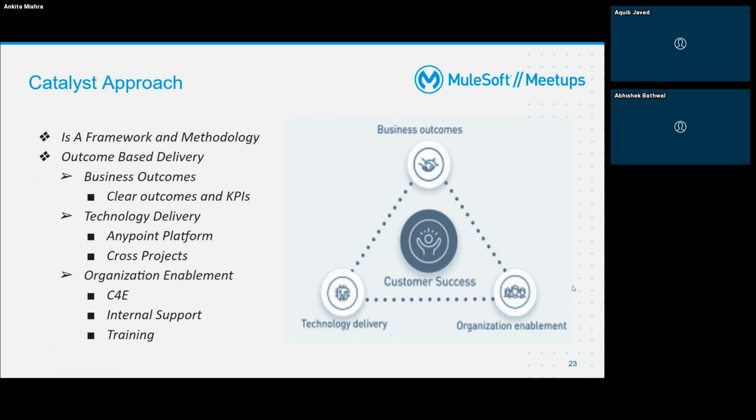So the MuleSoft playbooks are available. You can check them out on your C4E websites as well as on Salesforce websites. You should be able to find that. Once you download it, you will be able to go through all the pointers given in these playbooks, and this playbook will help us understand how we can address all these three pillars to attain customer success. So this Catalyst approach is also called OBD, also termed outcome based delivery.